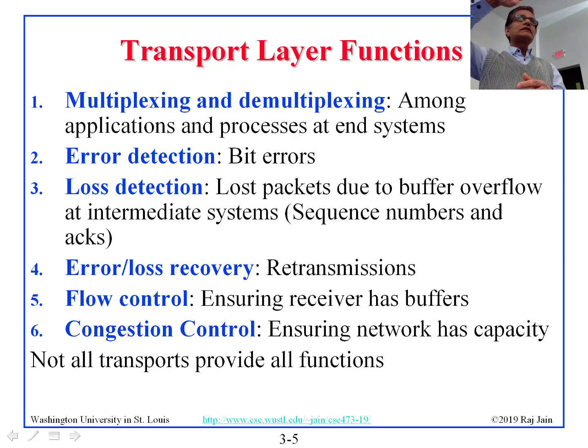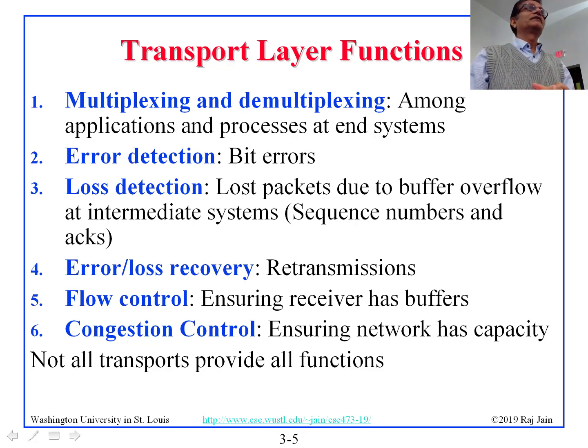Flow control, just like on a water hose or water pipe, you control the rate. Who controls the rate? The receiver controls the rate. The receiver says, I cannot use more than 10 megabits per second. So even if you have a gigabit link, forget it. Just send me at 10 megabit per second. So that is called flow control. That means ensuring that the receiver has enough buffers.